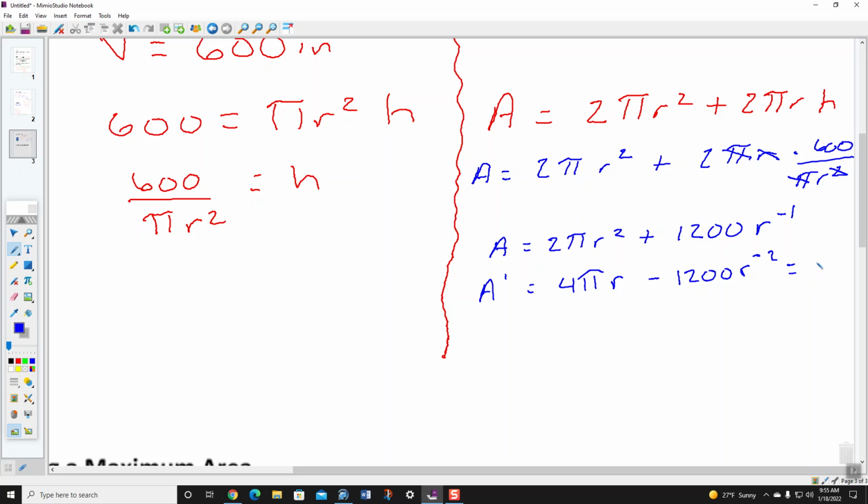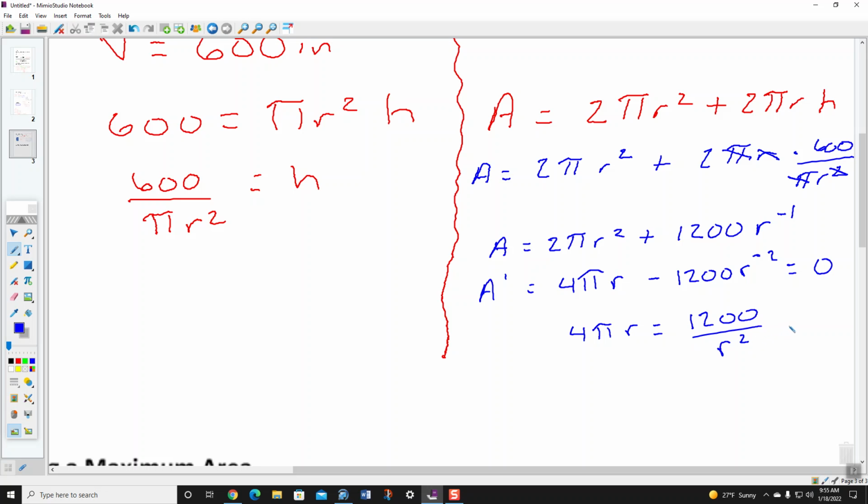Now we're going to set that equal to what, kids? 0. Okay. Now I'm going to move this minus 1200 r to the negative 2 to the right and make it positive, is that okay? But do you agree that 1200 r to the negative 2 is like 1200 over r squared? Okay, so we're going to have here 4 pi r equals 1200 over what now? R squared.